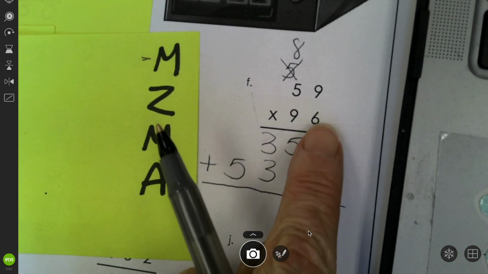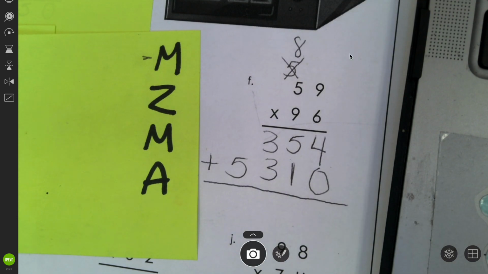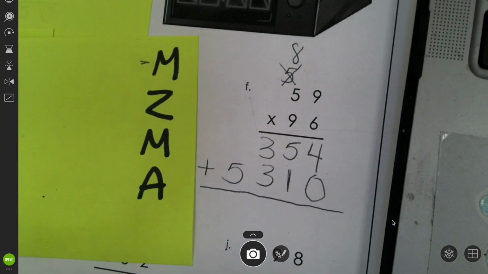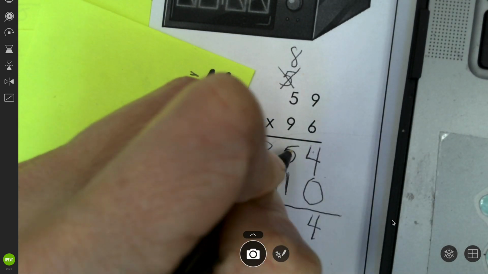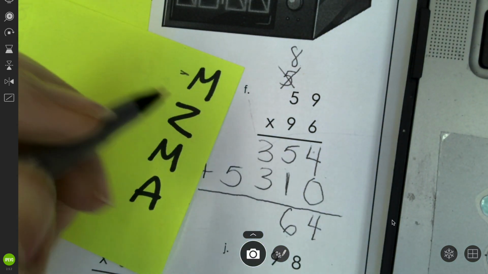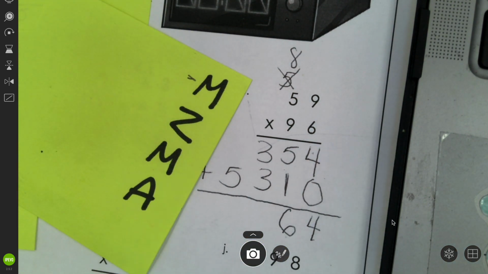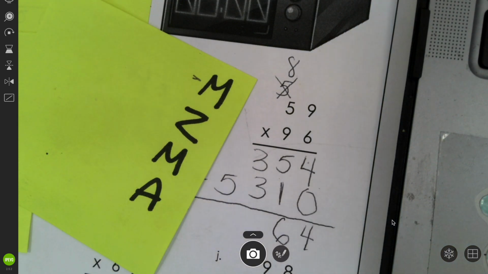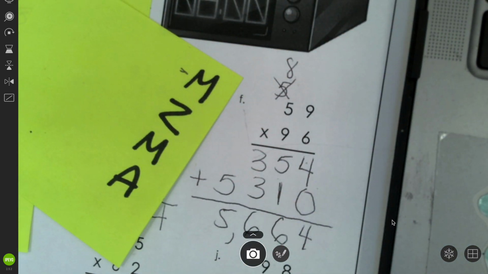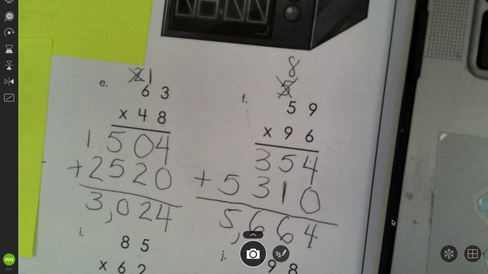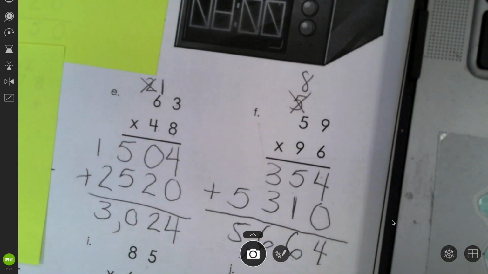Okay, now I'm going to start in my ones, and I'm going to add. Okay, starting in the ones. 4 times 0 is 4. 5 plus 1 is 6. 3 plus 3 is 6. 4, 5, 6, and a 5. 5,664 is the product of 59 times 96.